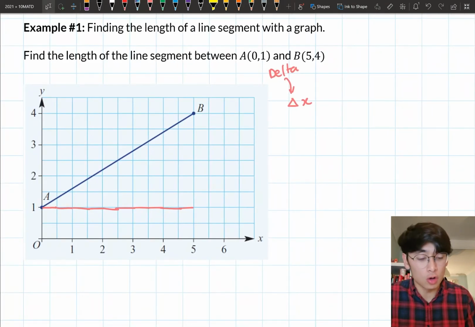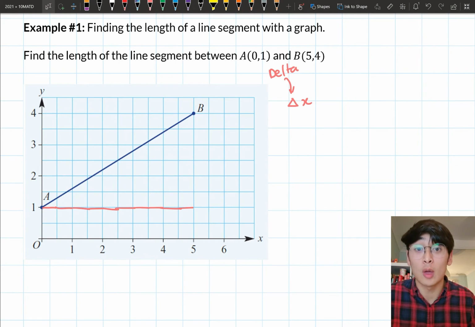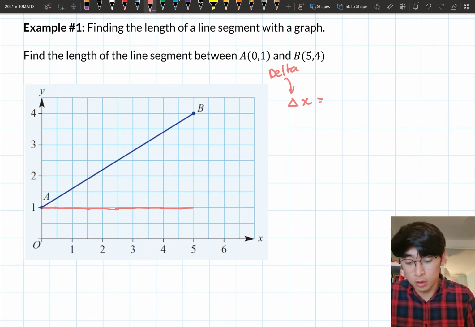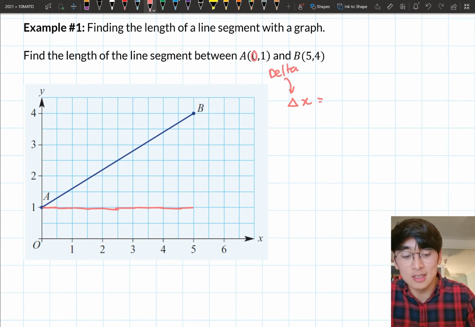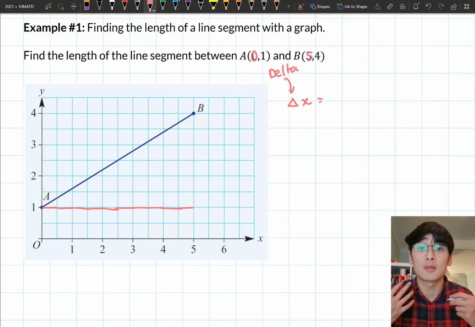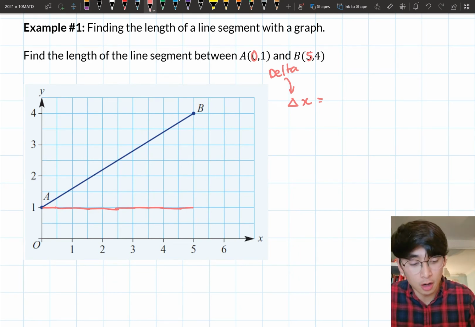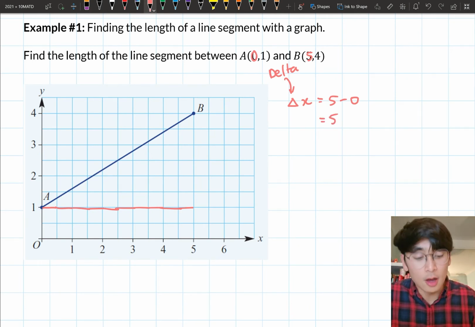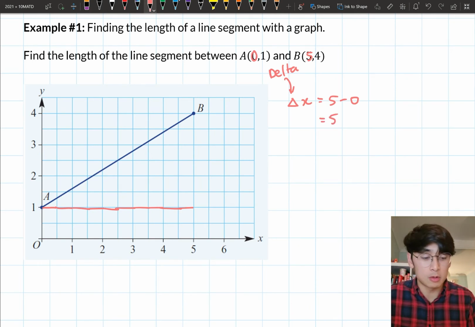Now, if you aren't sure, we can take the two x coordinates and subtract them. What's the x coordinate for A? Well, the x coordinate for A is 0, and the x coordinate for B is 5. So we can subtract the two together: 5 minus 0. Usually you take your bigger one and subtract your smaller one. So here, the horizontal distance, or delta x, is just 5.